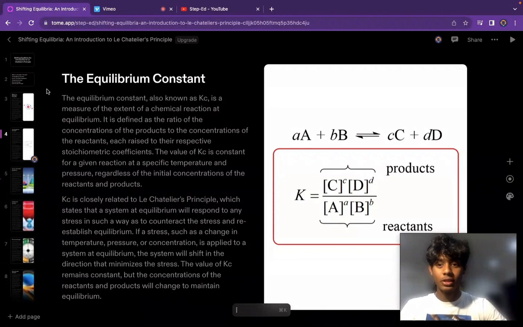Kc is closely related to Le Chatelier's principle, which states that a system at equilibrium will respond to any stress in such a way as to counteract the stress and re-establish the equilibrium. If a stress, such as a change in temperature, pressure, or concentration, is applied to a system at equilibrium, the system will shift in the direction that minimizes the stress. The value of Kc remains constant, but the concentration of the reactants and products will change to maintain equilibrium.